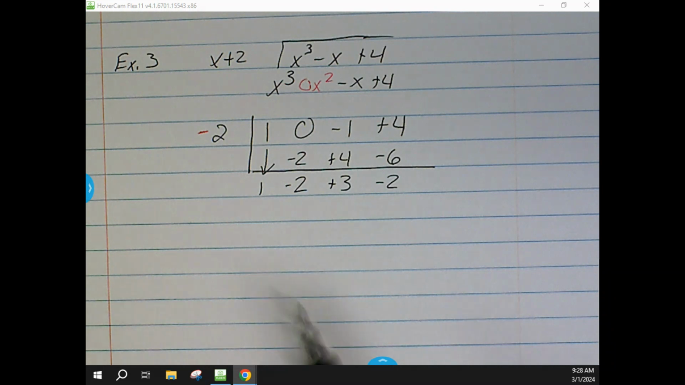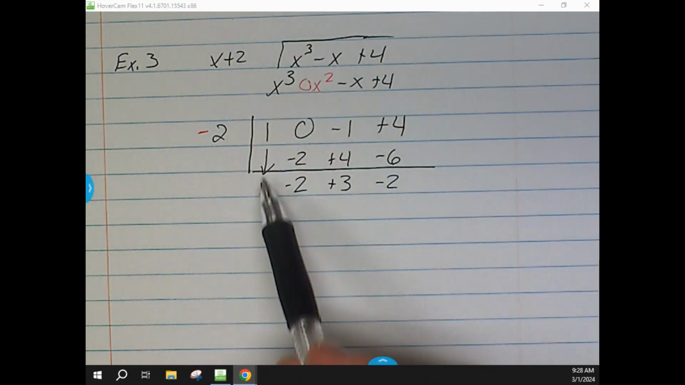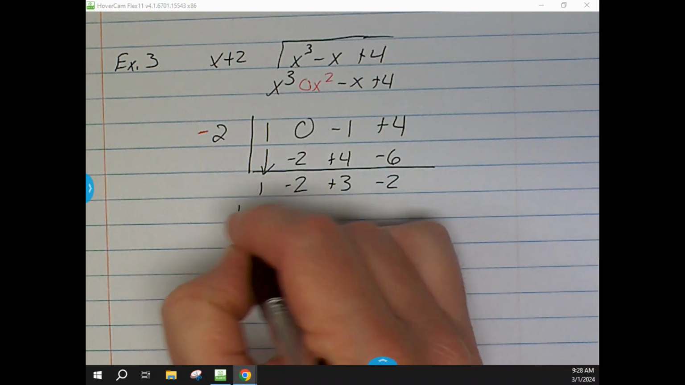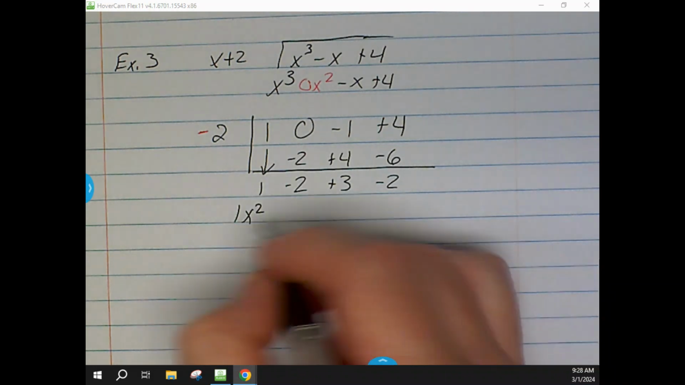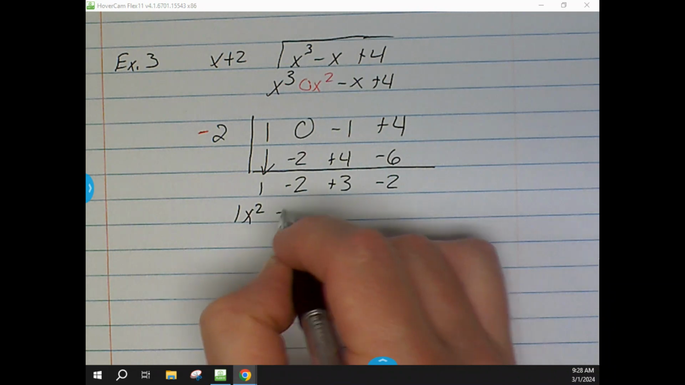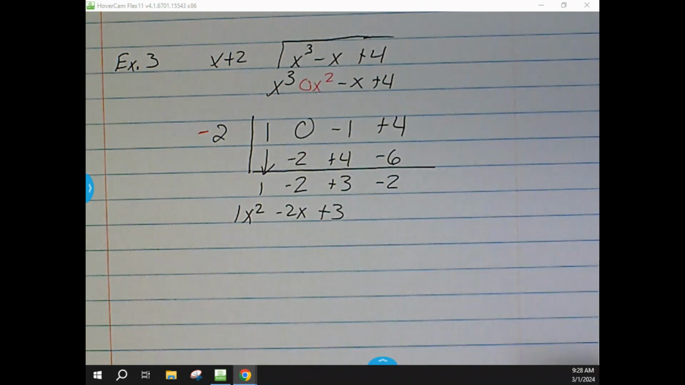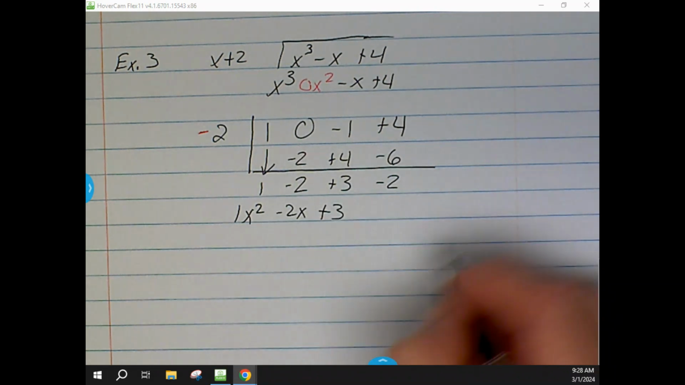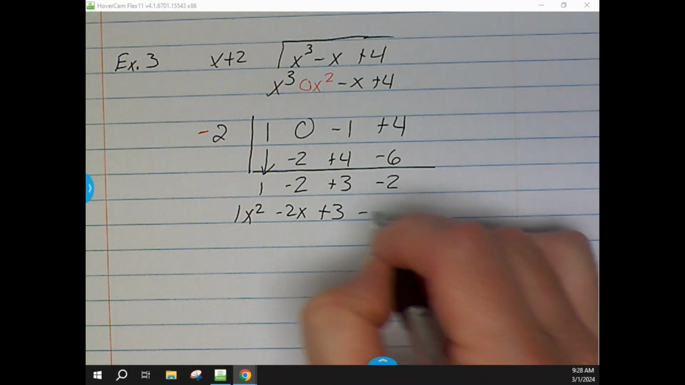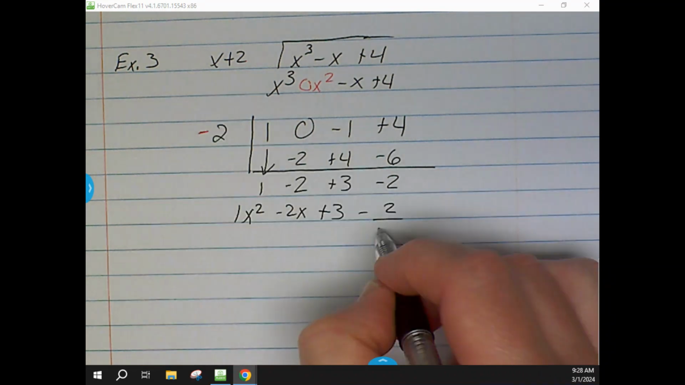Okay. And again, this one started off x to the third. So this first answer is 1x squared. Again, we don't necessarily need the 1 in this case. Minus 2x plus 3. And again, they'll either give you a box for the remainder or they'll have you put minus 2 over x plus 2.